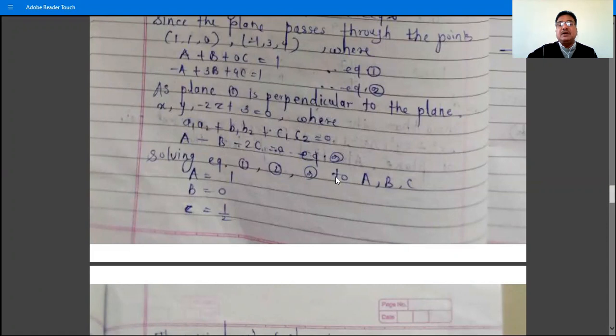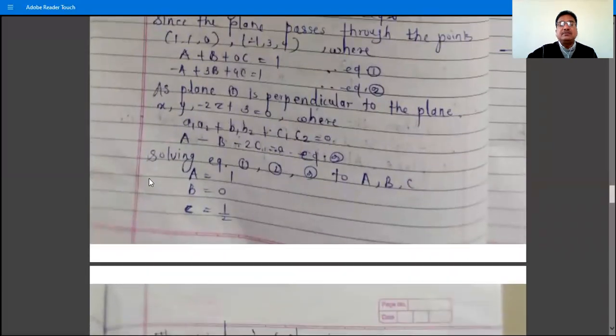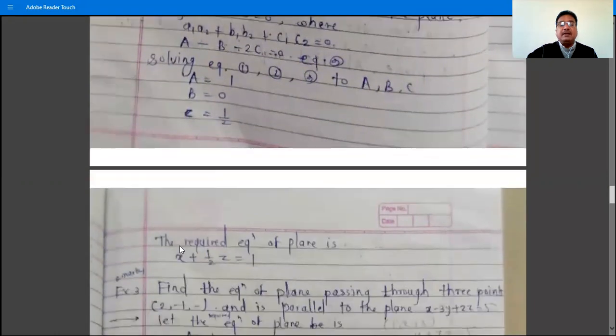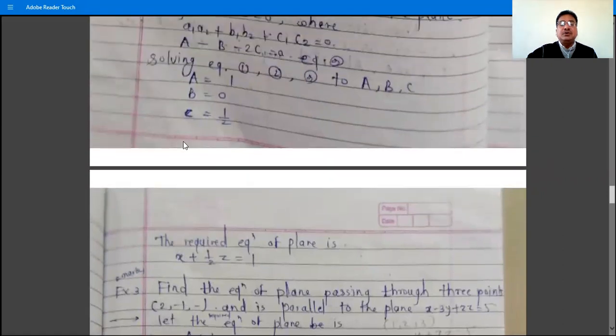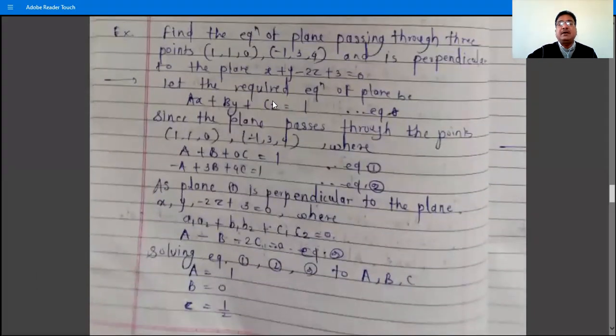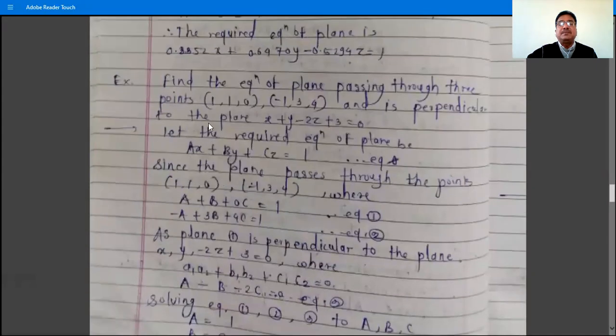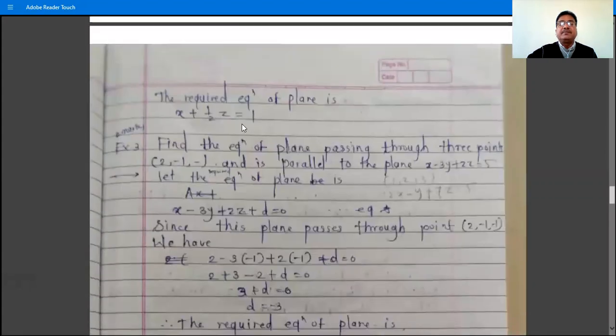So solving the equation 1, 2, 3 for capital ABC, either solve by calculator or by Gauss elimination method. We have capital A is 1, capital B is 0, capital C is half. And therefore the required equation of plane is what? X plus 0y, so don't write 0y, x plus 1 half z is equal to 1. That is, substitute these values of capital A, capital B, and capital C in equation number star. We have the equation x plus 1 half z is equal to 1. And this is the required equation of plane.